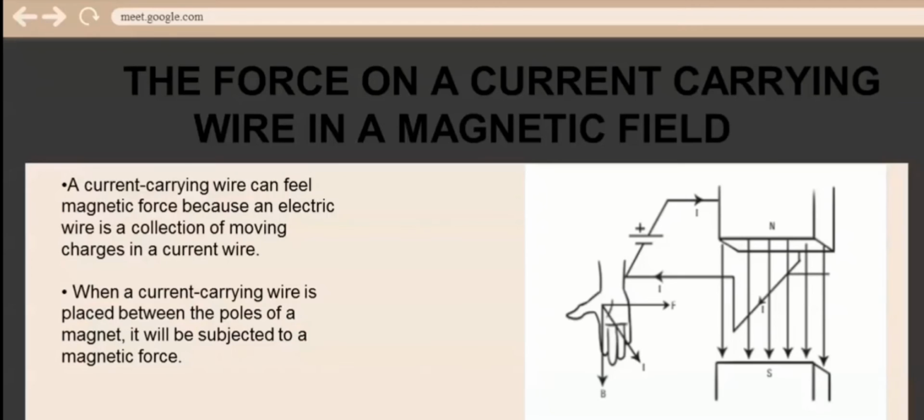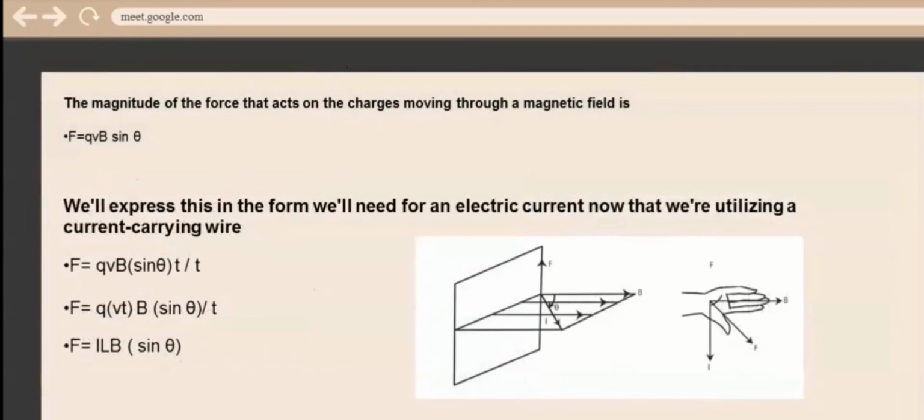The magnitude of the force that acts on a charge moving through a magnetic field is F equals qvB sin theta, where q is the charge, v is the velocity, and B is the magnetic field. We'll express this in the form we'll need for an electric current now that we're utilizing a current carrying wire. F equals qvB sin theta t over t. F equals qvt B sin theta over t. F equals ILB sin theta.